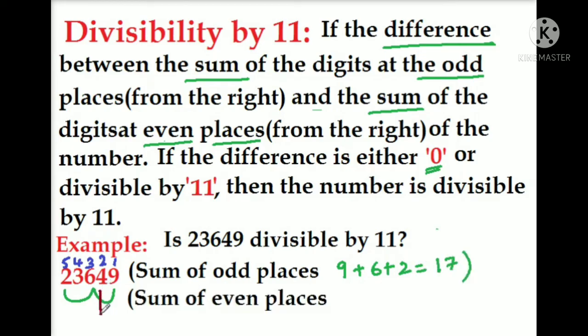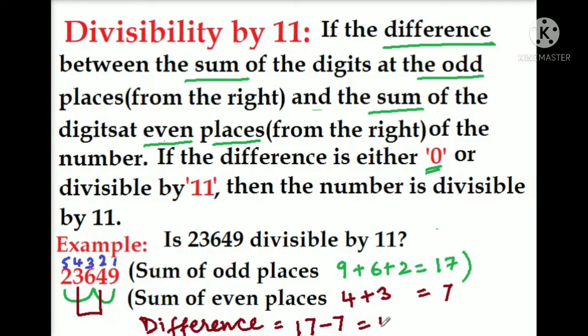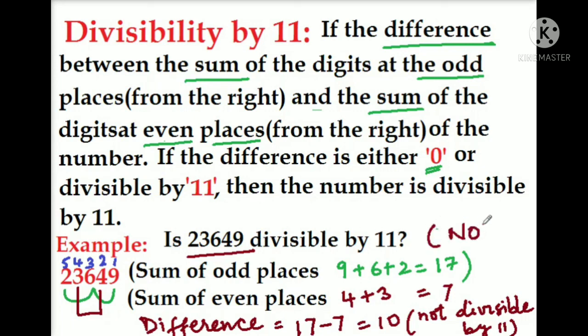And now sum of even places. At even places we have 4 plus 3. 4 plus 3 is equal to 7. Difference of 17 and 7 is 10. This difference is neither 0 nor a multiple of 11, so the given number is not divisible by 11.